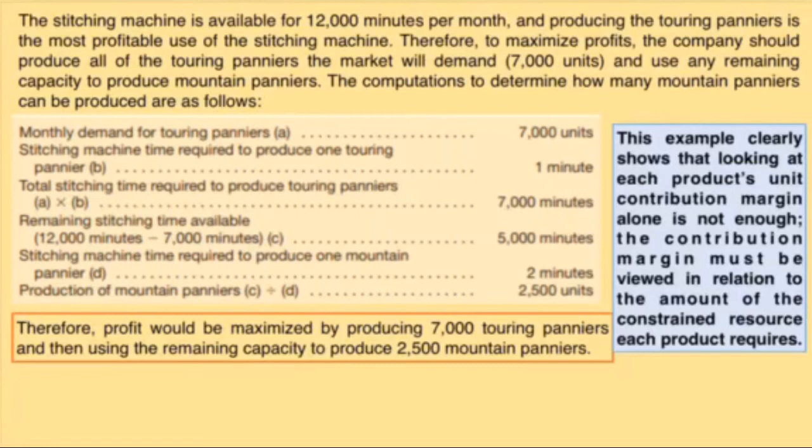This example clearly shows that looking at each product's unit contribution margin alone is not enough. The contribution margin must be viewed in relation to the amount of the constrained resource each product requires.